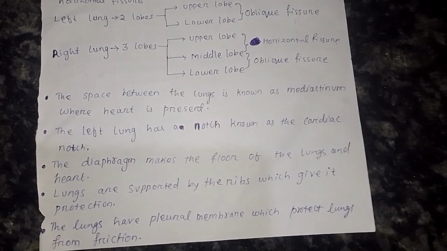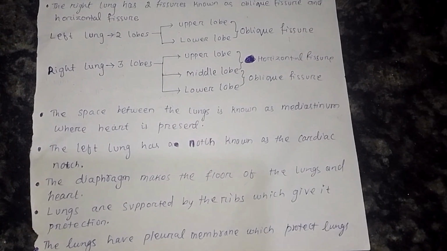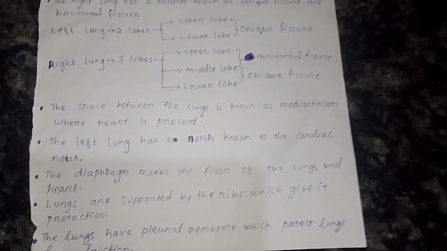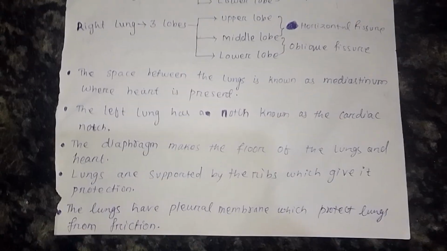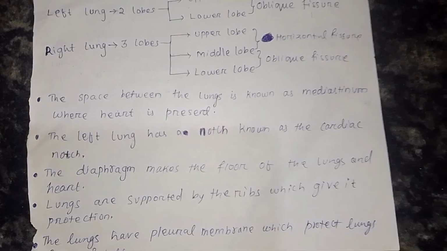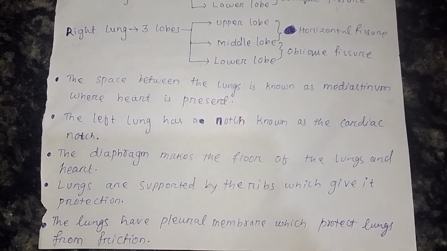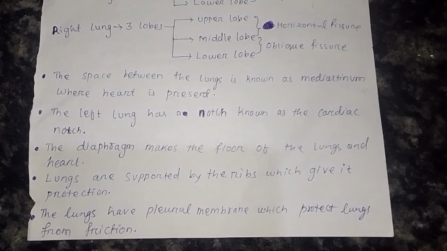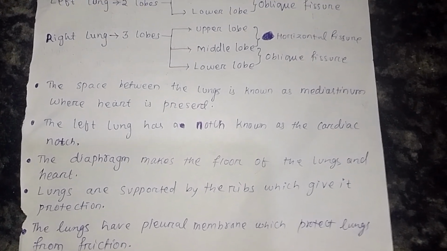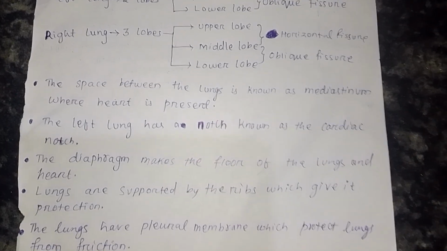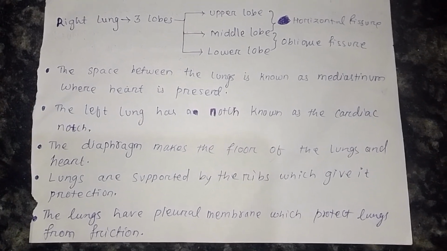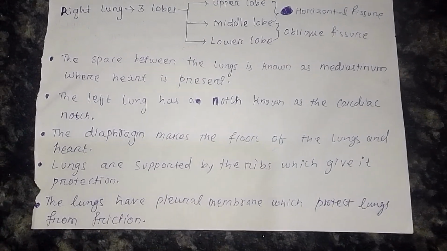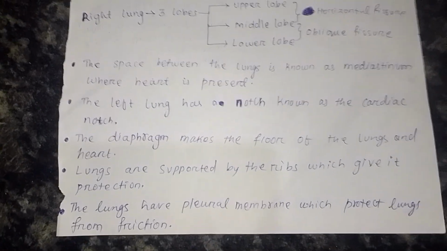Then we know about the diaphragm. The diaphragm is a muscular layer which separates the heart and lungs from the lower abdomen, like the stomach and intestine. And the lungs are supported by the ribs, which give it protection. The friction that the lungs undergo during respiration or breathing is reduced by a fluid known as the pleural fluid, which is released in the pleural membrane.